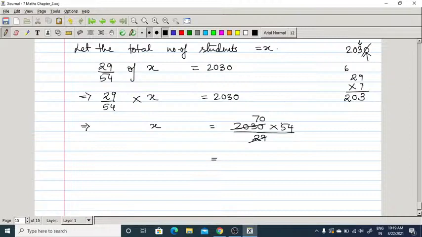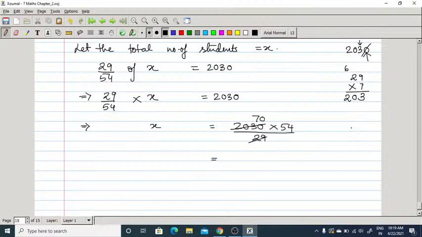Now 54 is not a multiple of 29, because 29 into 2 is 58. So 54 cannot be a multiple of 29. So I excluded 54. So what is the only option? That 2030 can be a multiple of 29.